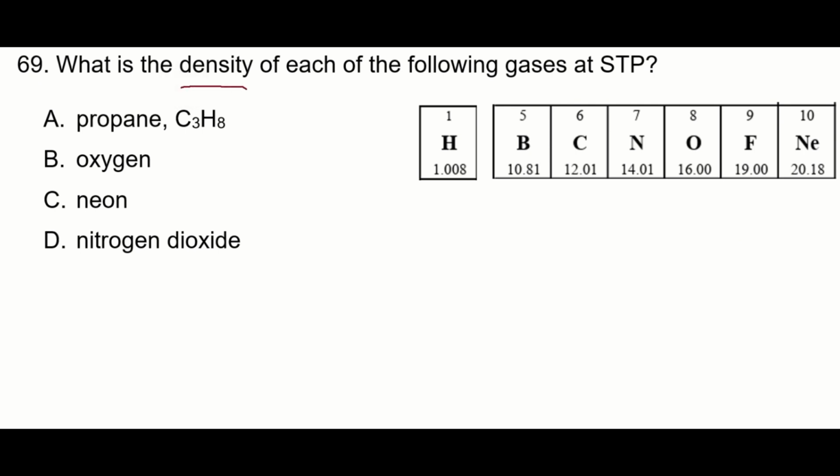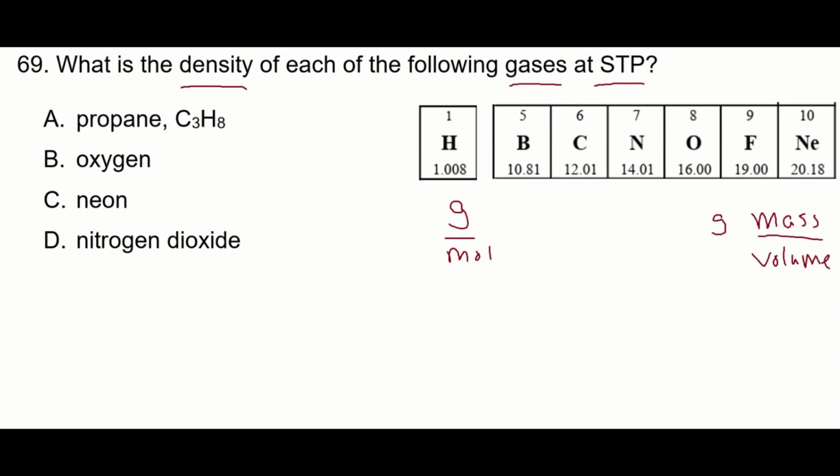We're asked to calculate the densities of gases at standard temperature and pressure. On the periodic table, we're given molar mass information. Molar mass has units of grams per mole. We can use this information and convert it to density. Density is the ratio of mass over volume.